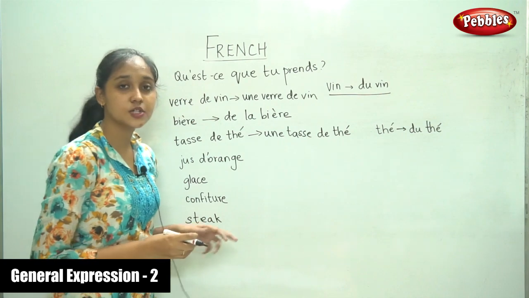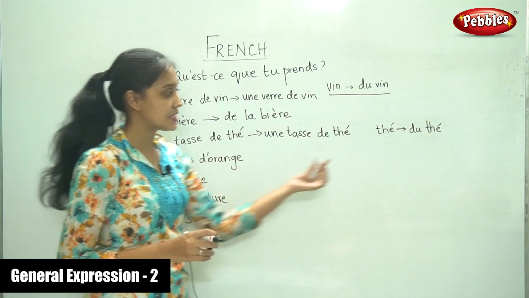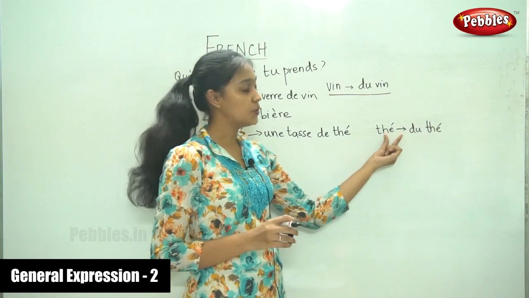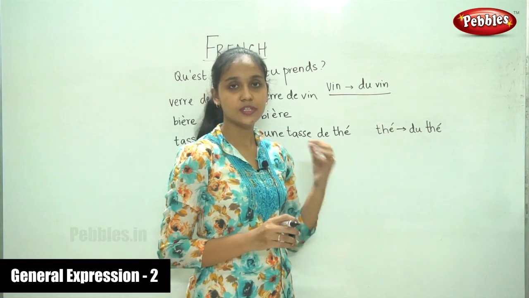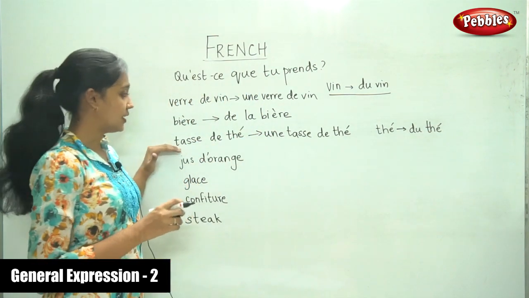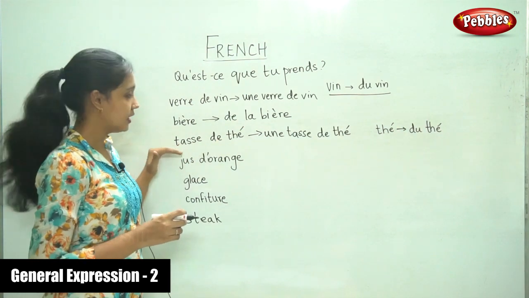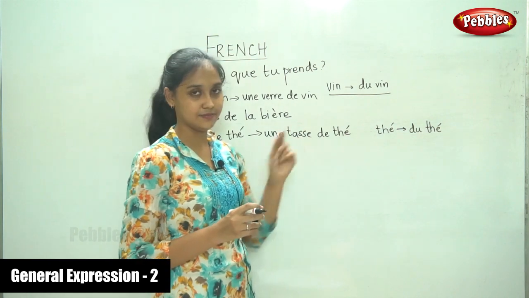So I hope you understood the concept here. If it is not countable, you would say some. So thé, you cannot say one tea. You say du thé, some tea. Je bois du thé. But when it is tasse de thé, a cup of tea, you would say a cup of tea. Une tasse de thé.